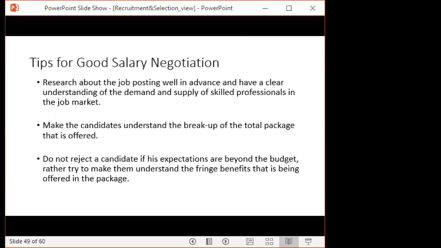Second point, make the candidate understand the breakup of the total package that is offered.